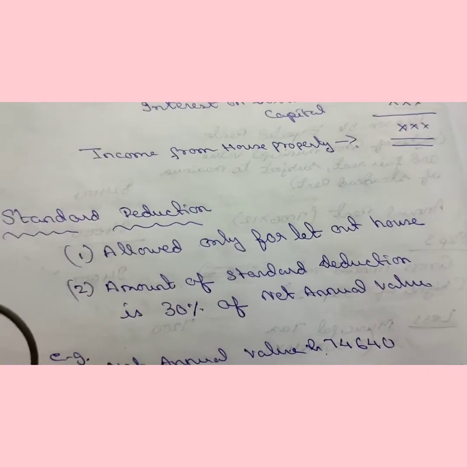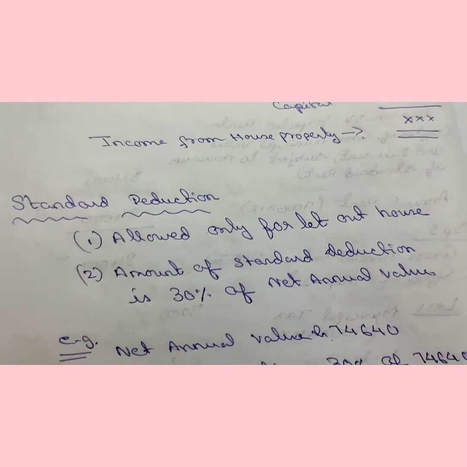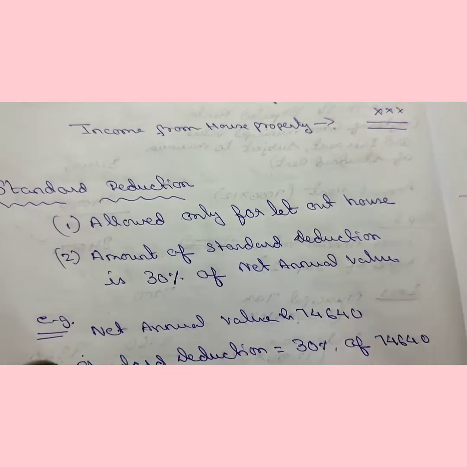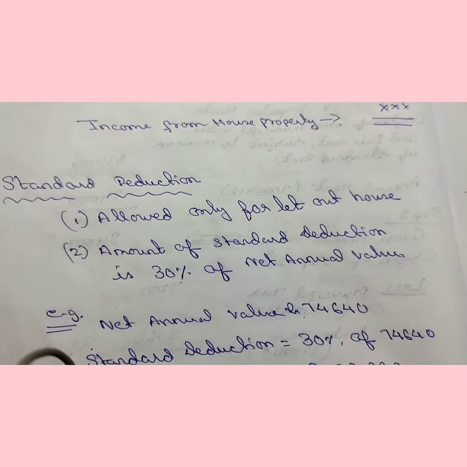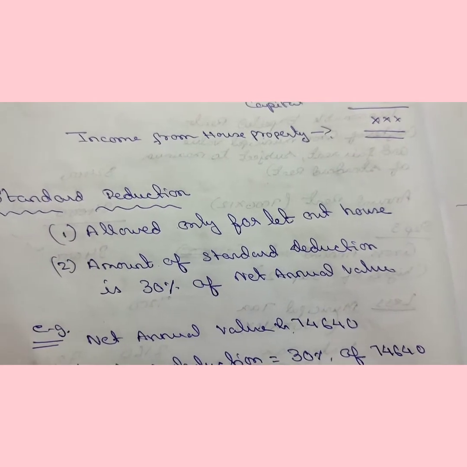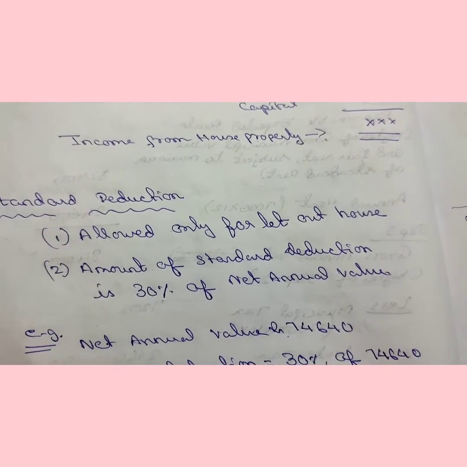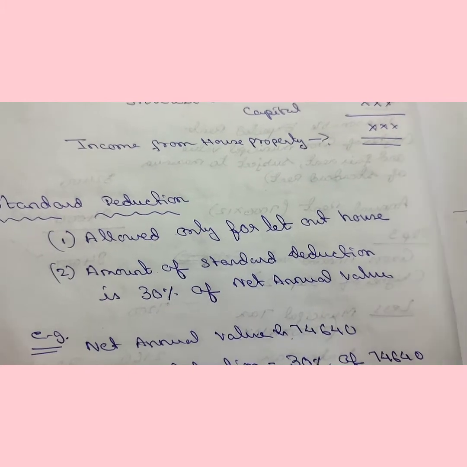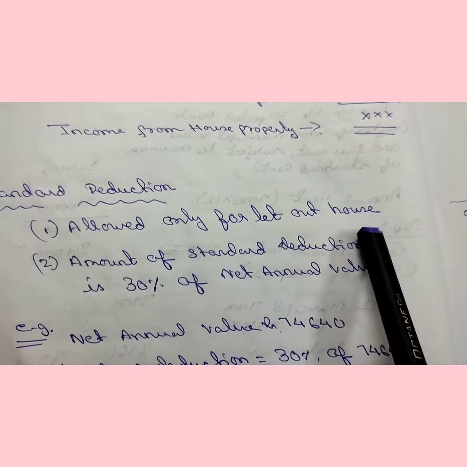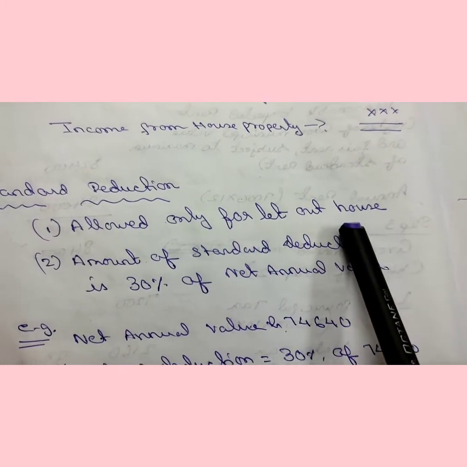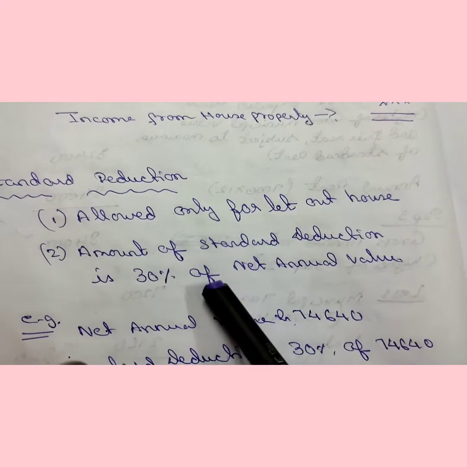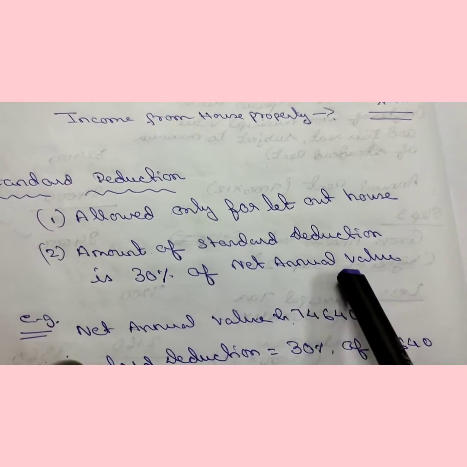Now, standard deduction. What is standard deduction? Standard deduction is given because there are expenditures for the property. The owner has to pay many expenditures for a property. For this he will get a deduction, that is the standard deduction. Again I have written here that it is only allowed for let out house, not for self-occupied house, because in case of self-occupied house annual value is nil, and the amount of standard deduction is 30% of annual value or net annual value.